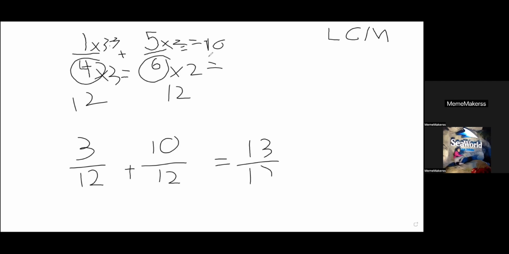And like I mentioned earlier, this fraction is improper. So we'd find how many times the denominator goes into the numerator, which is 1. So 12 goes into 13 one time with the remainder of 1, and we'd keep our denominator of 12. So the answer to 1/4 plus 5/6 would be 1 and 1/12.